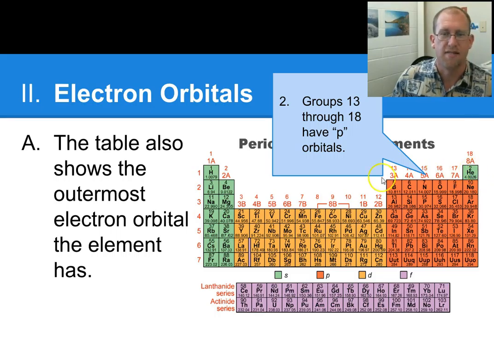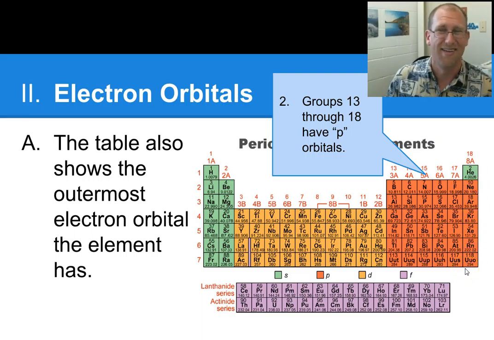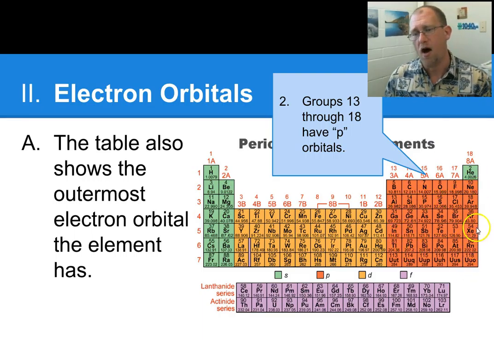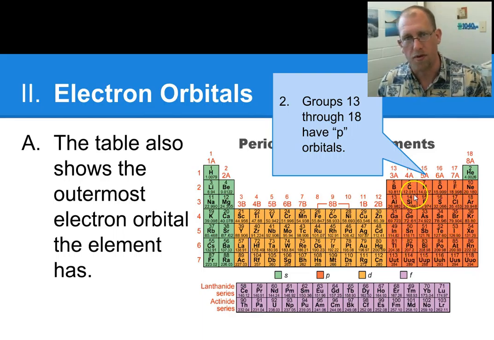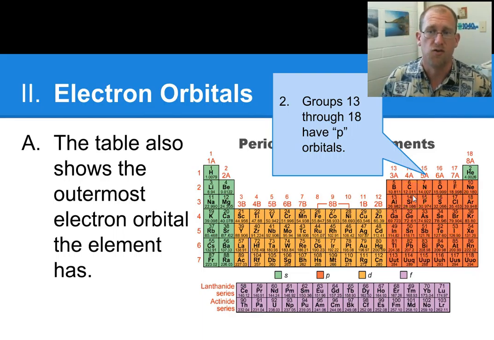He still has an s, but he kind of goes over here for electron orbitals, but because he's a noble gas, he gets to get moved over here. So helium kind of throws it off, but that's okay. All of these guys have a p orbital as their final electron shell.